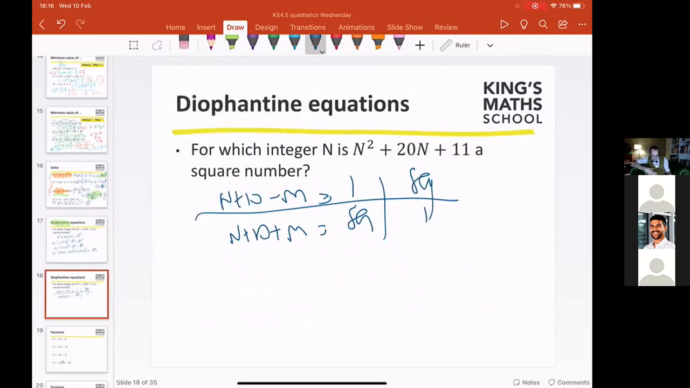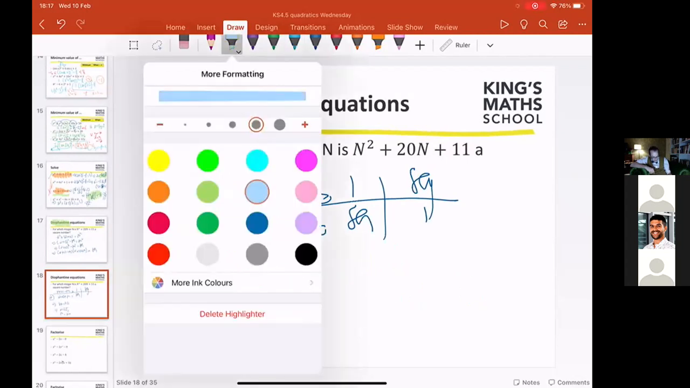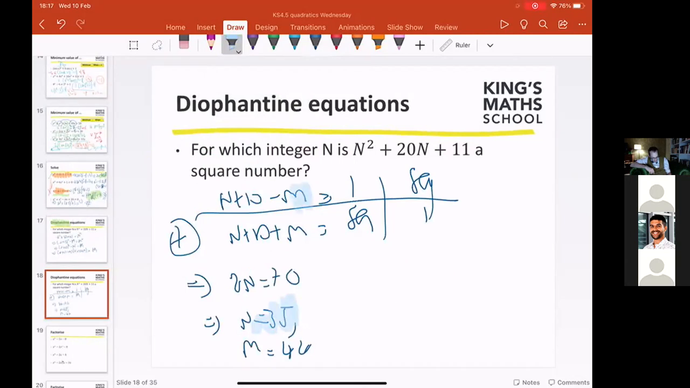And so just to finish, now it's simultaneous equations. So if I add them together, I get 2n plus 20 equals 90. So I get 2n is 70. So I get n is 35. And if n is 35, then 35 plus 10 is 45. Take away m makes 1, so I'm going to substitute that up there. And then that's going to give me that m is 44. And then the other way around just gives me the same.